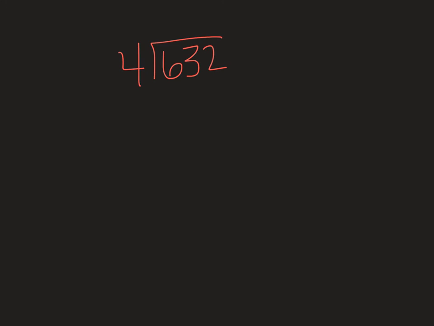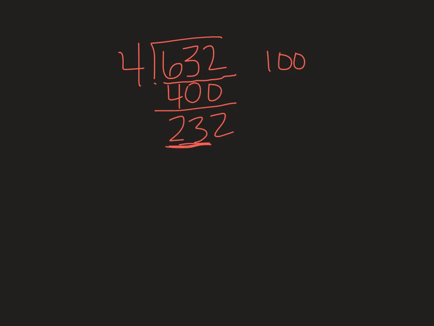Okay, so now we're going to look at this one. And so what I'm going to look at is I have 632 divided by 4. Okay, so that's 600. So that means if I do 4 hundreds, then I would get 232 left over. Okay, so I have 100 4's that can go in there. Now I'm going to take like 23. I'm going to look at this.